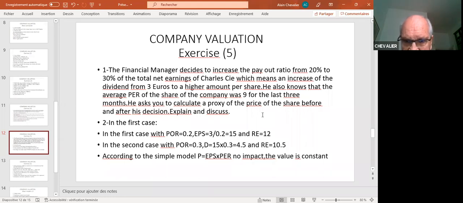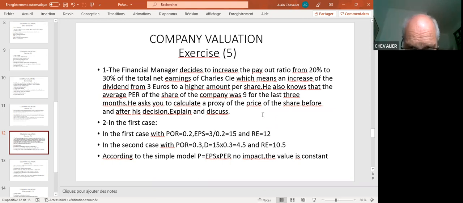According to a simple model, there is no impact. The price is equal to the earning per share multiplied by the price earning ratio. It means there is no impact of the dividend policy, of the allocation of the earning per share between total equity and dividend distributed. In fact, you can argue that there is an impact, and the interesting part here is that you can argue in two different directions.